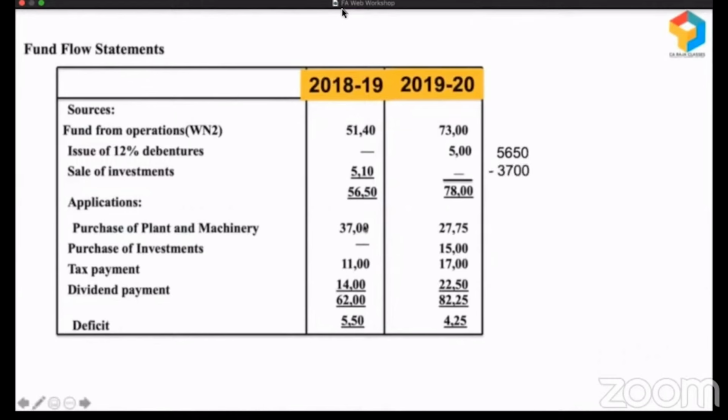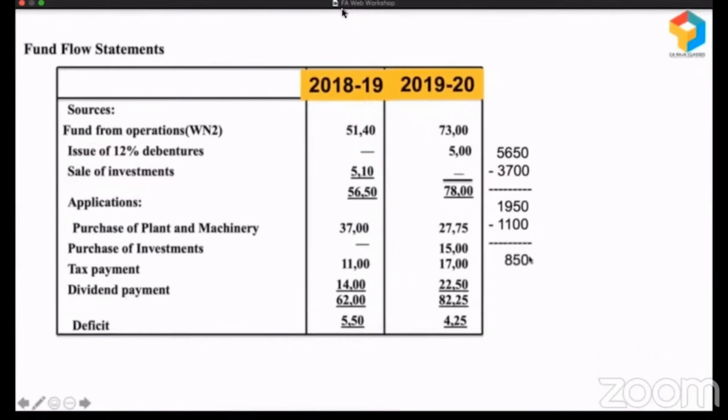When they had 5,650, what they did, they purchased plant and machinery. Since they had so much fund, 3,700 is okay, because even after paying all this, they'll have a surplus of 1,950. And then tax is compulsory, they cannot escape. From 1,950 they paid taxes of 1,100.